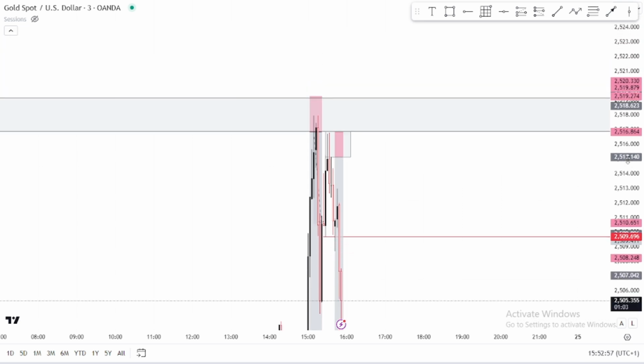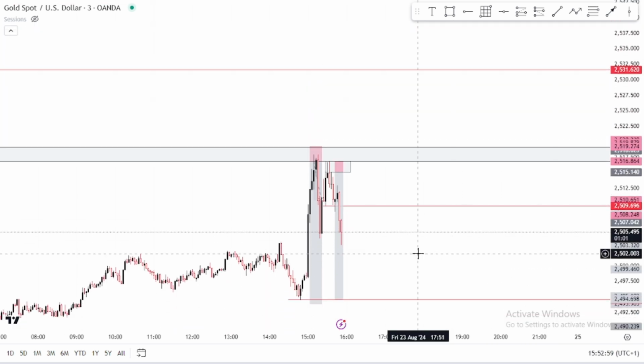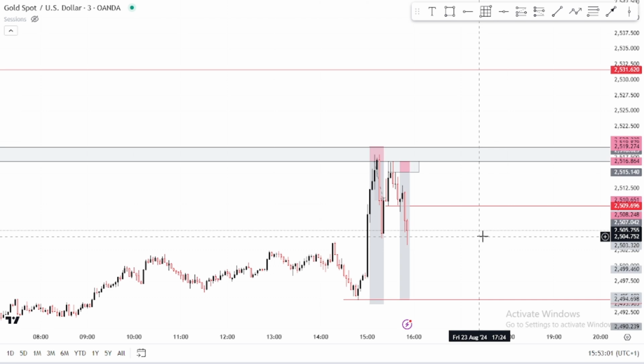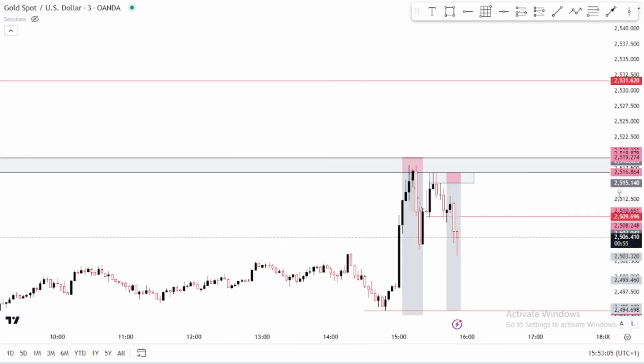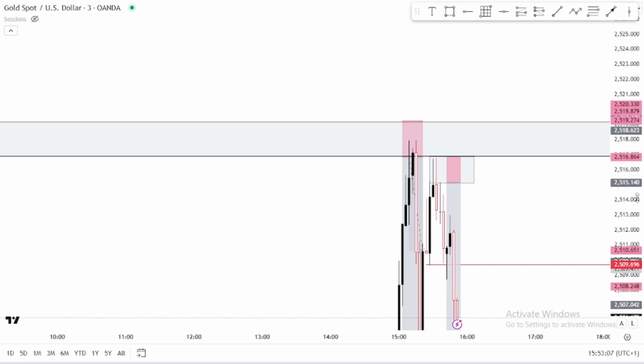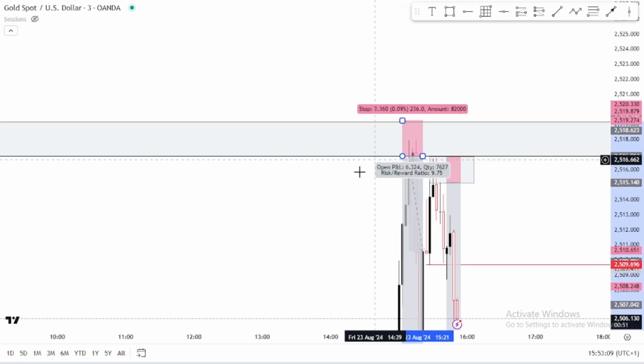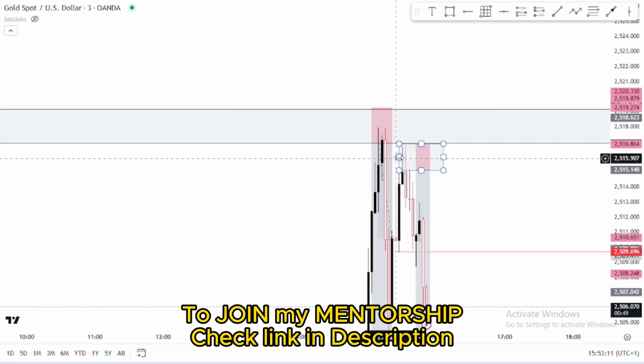Price is about to get my take profits. It's still going all the way down. So if you check my entry right here, can you see it's the same area? It's the same area. Yeah, so 1:9. Can you see right here?